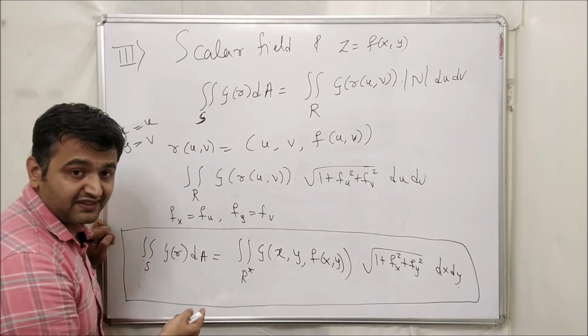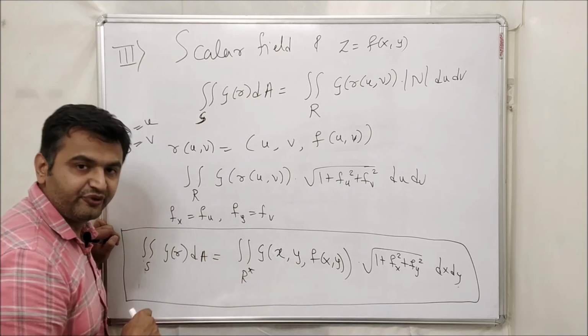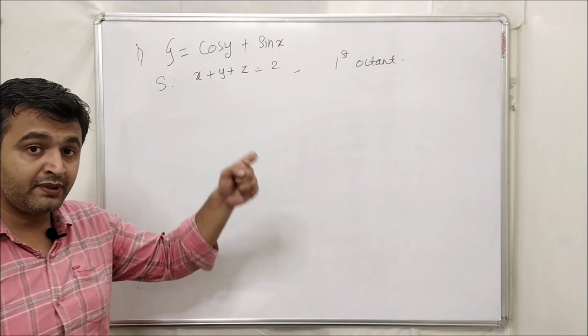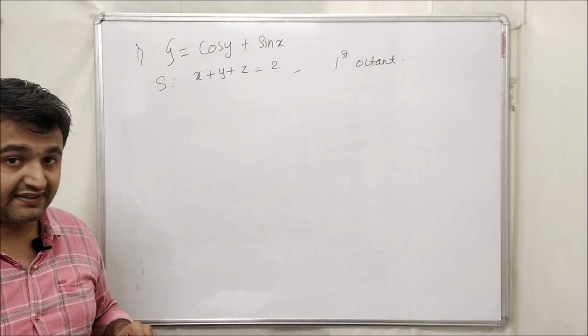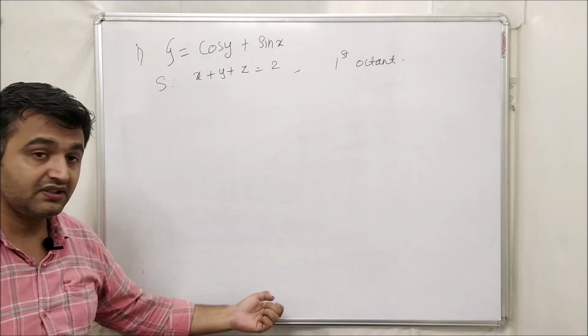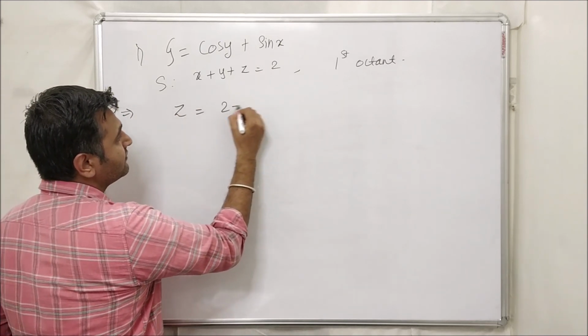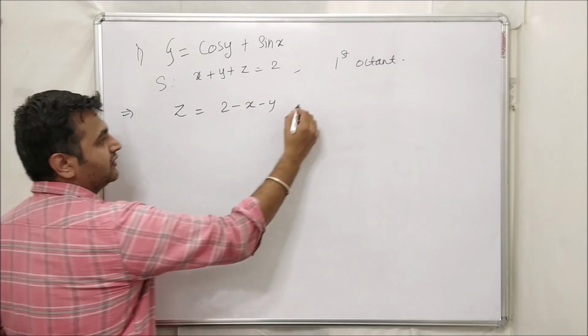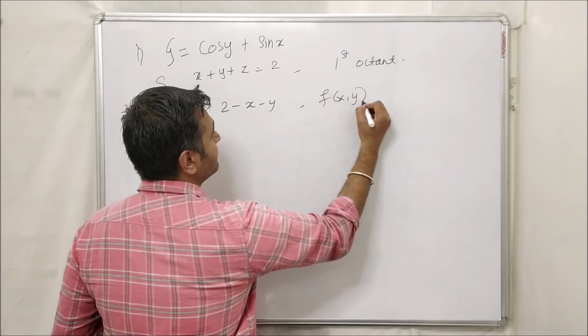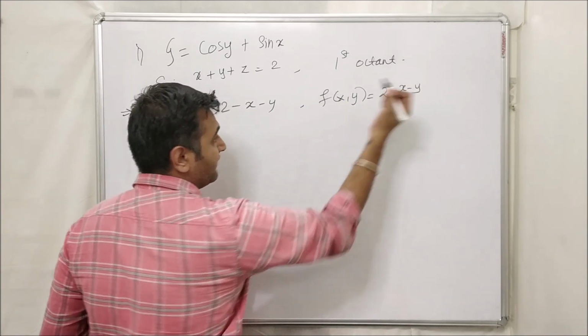So now let me take some examples so that this will be clear to you. We have done this problem in my previous lecture using the parametrization thing. But now let's do this using this formula. The first thing is you write your z in terms of x and y. So here, what is your f of xy? It is nothing but 2 minus x minus y.